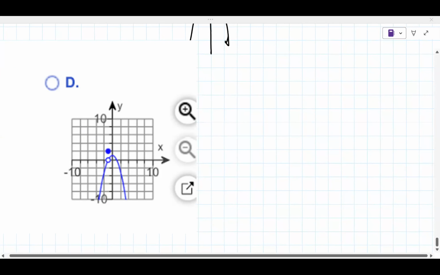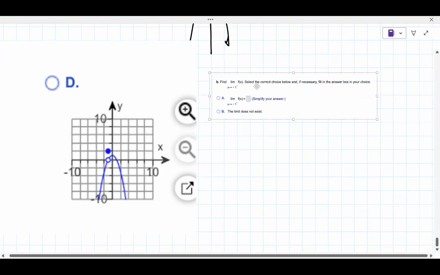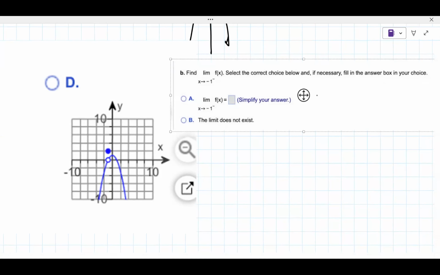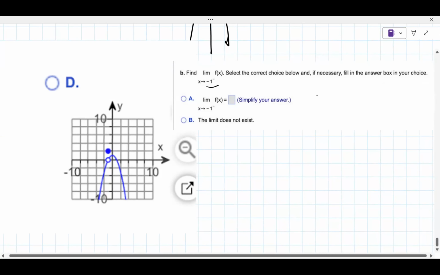Okay, part B. Limit f of x as x approaches -1 from the left. So there's -1. From the left, the y value is 0. It's good to kind of trace the curve or draw some arrows. I know you don't have the digital ink, but that is the right approach here.